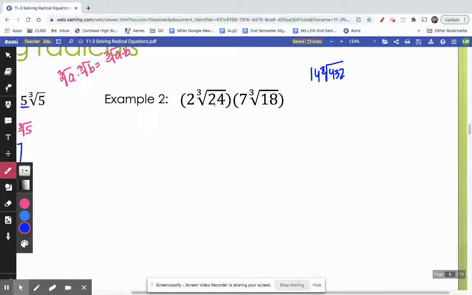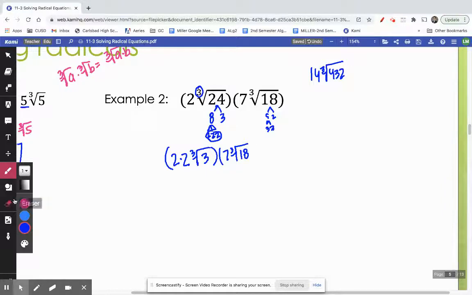First of all, let's simplify first, okay? 24 is 8 and 3. 8 is 4 and 2, which is 2, 2, 2, okay? So there's a group of 3 that I can pull out, so I would have 2. There's my group of 3 as a 2, and then inside is that 3 that's not part of a group, okay? All right, 18 is just 9 and 2, 3, 3, so there's no groups, okay? So 7 times the cube root of 18.